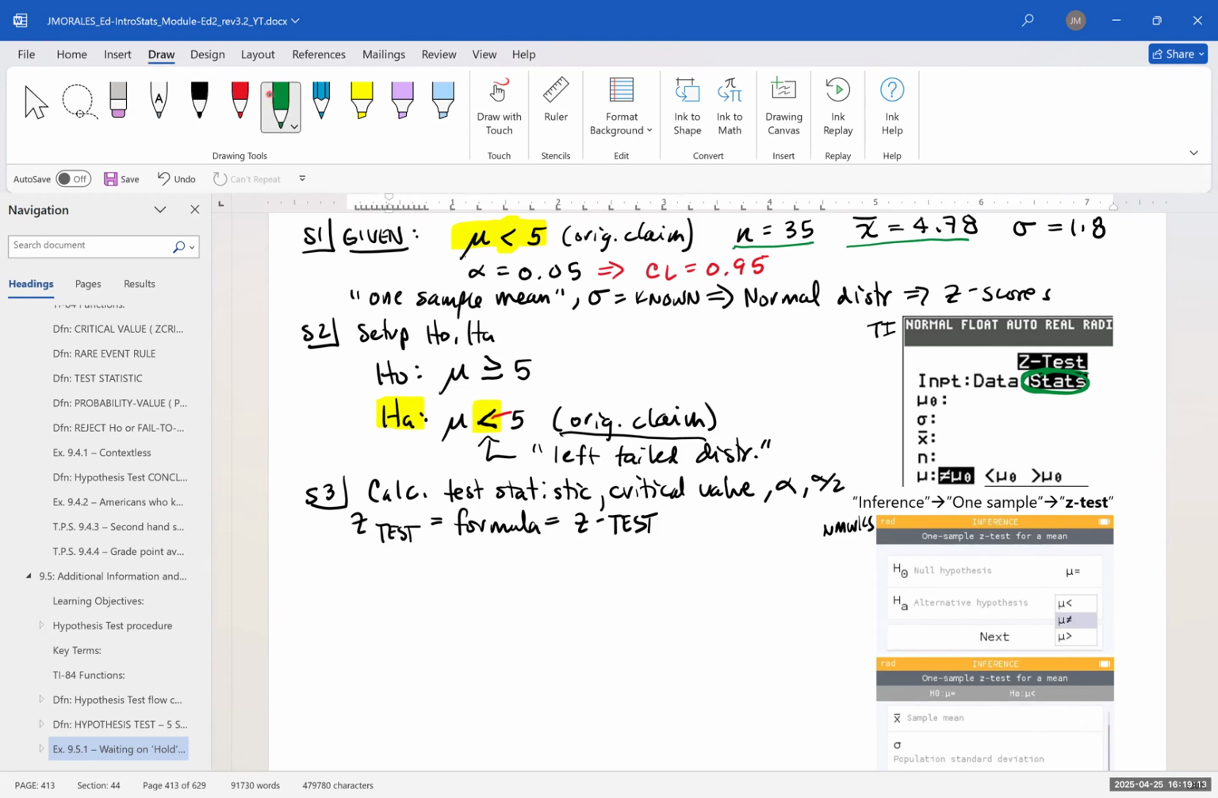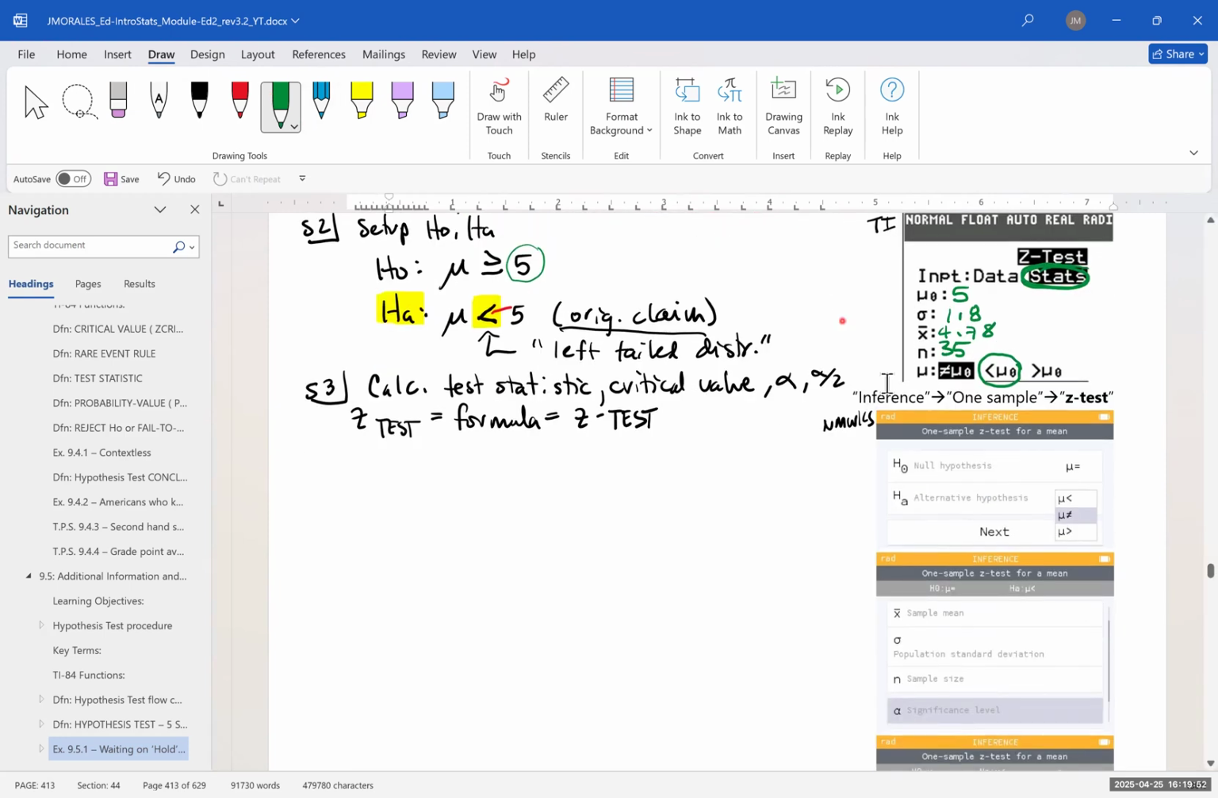So this mu naught, what it's asking for is this value of 5. We have a population standard deviation of 1.8, a sample mean of 4.78 with a sample size of 35. Now, this last option at the bottom is it wants to know what is your alternate hypothesis. Well, the alternate hypothesis is less than 5. So you're going to want to select that and hit enter. Okay.